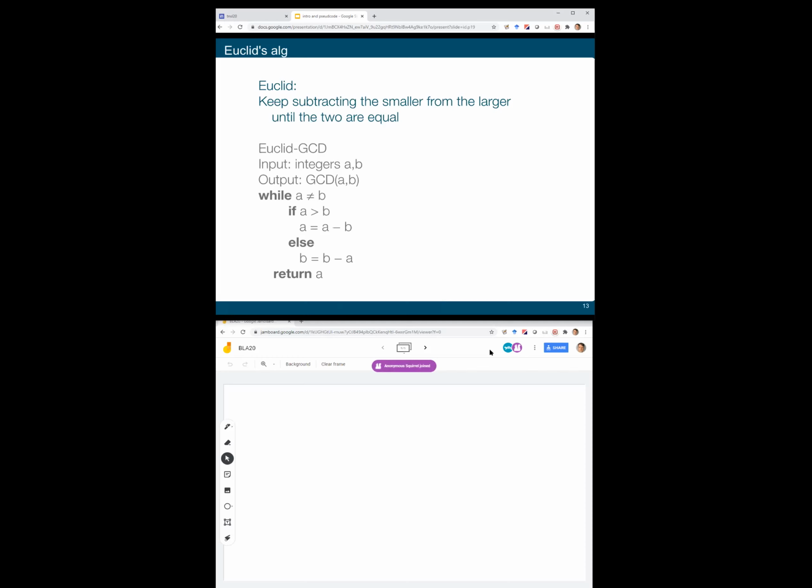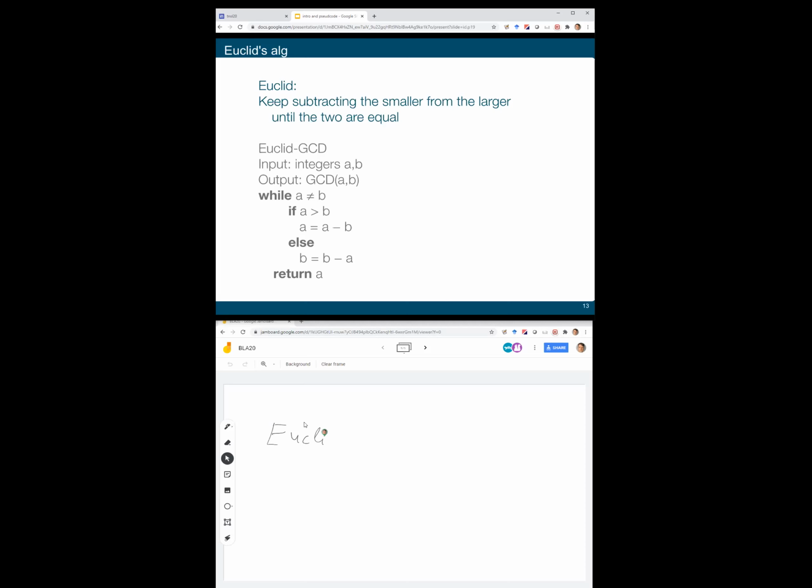So I'm starting to write on the Jamboard. For some reason, nothing is showing up. Okay, so please bear with me. I'm trying to test. Okay, now it works. Yes, so I started writing.